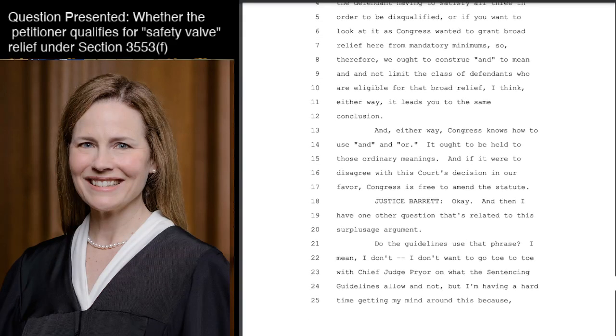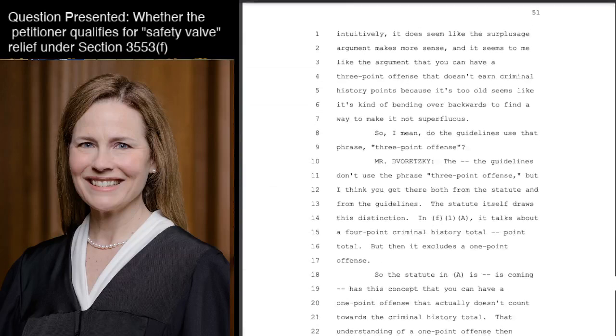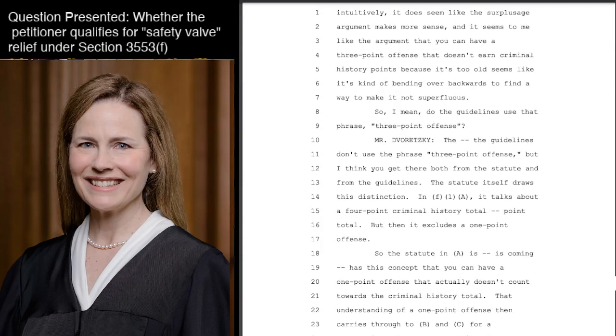Okay. And then I have one other question that's related to this surplusage argument. Do the guidelines use that phrase? I mean, I don't want to go toe-to-toe with Chief Judge Pryor on what the sentencing guidelines allow and not. But I'm having a hard time getting my mind around this because intuitively it does seem like the surplusage argument makes more sense. And it seems to me like the argument that you can have a 3-point offense that doesn't earn criminal history points because it's too old seems like it's kind of bending over backwards to find a way to make it not superfluous. So, I mean, do the guidelines use that phrase, 3-point offense?